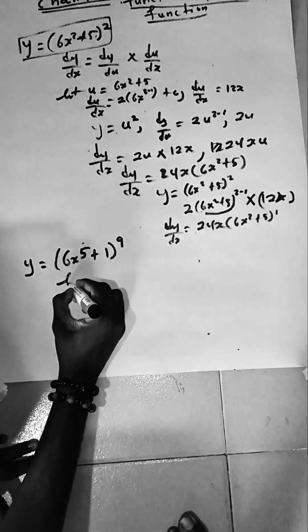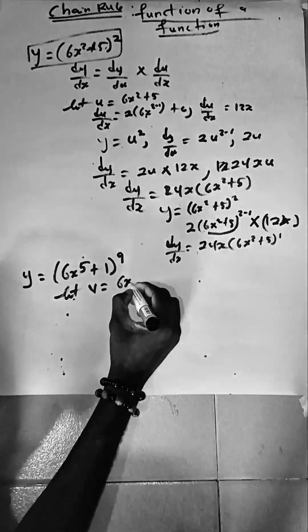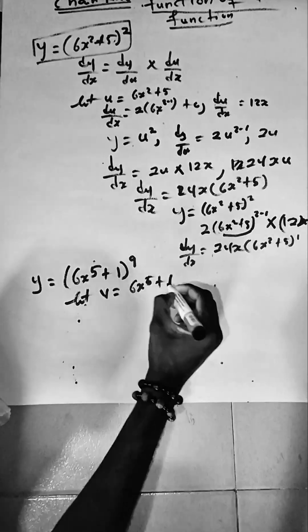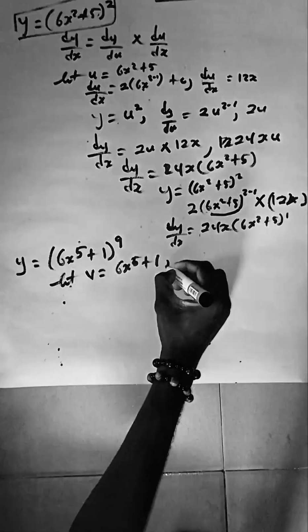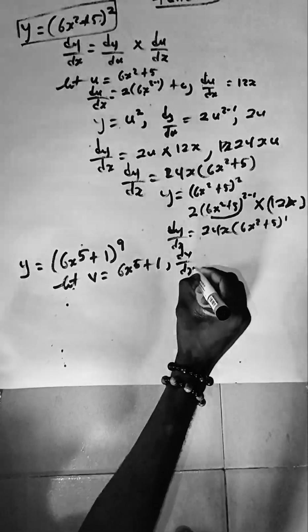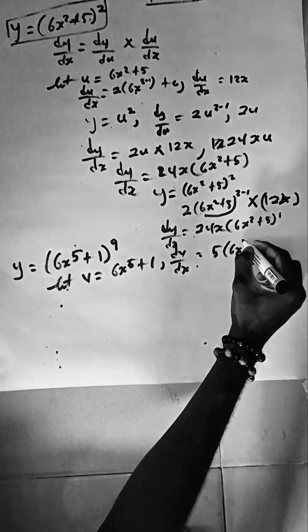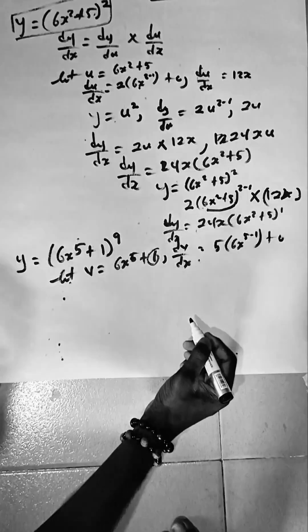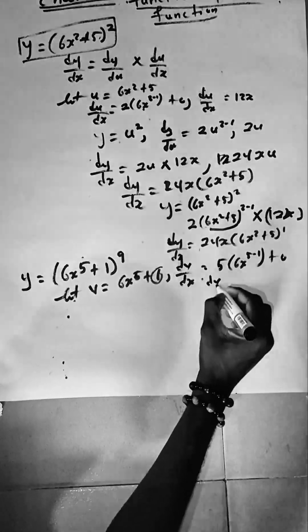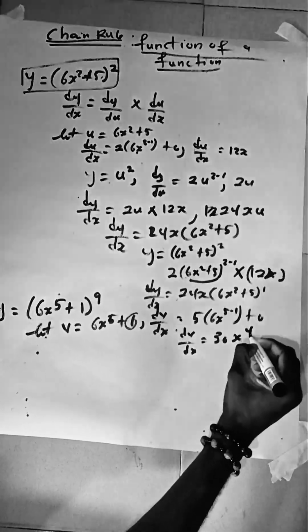So let's say v equals 6x raised to the power 5 plus 1. To get our dv by dx, what do we do? We differentiate v, right? So dv by dx equals 5 times 6x raised to the power 5 minus 1, then plus 0, since the derivative of a constant is just 0. So dv by dx is just going to be 30x raised to the power 4.